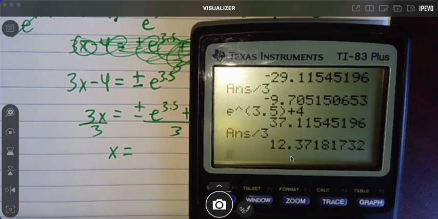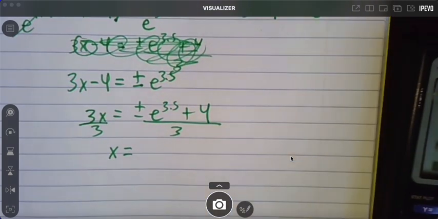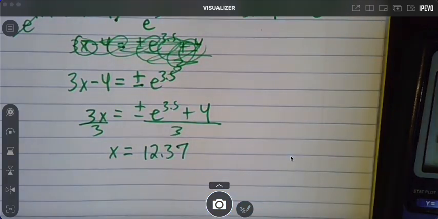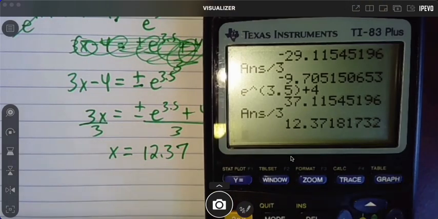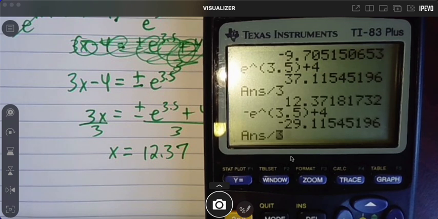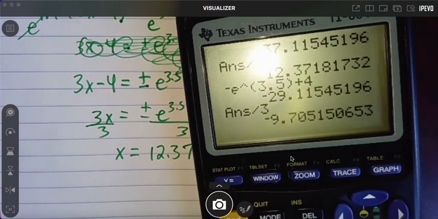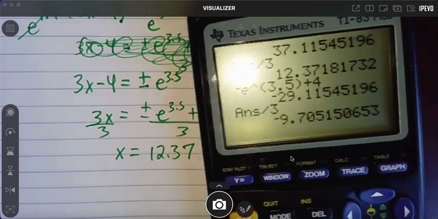I did it like that. After I got the plus or minus e to the 3.5, I did the e to the 3.5, and then I just added 4 to that number I got. And then press divided by 3? Yeah, that's fine. So now if I do my negative, oops, I forgot to put the negative sign. Negative e to the 3.5 plus 4 divided by 3. I get negative 9.71.